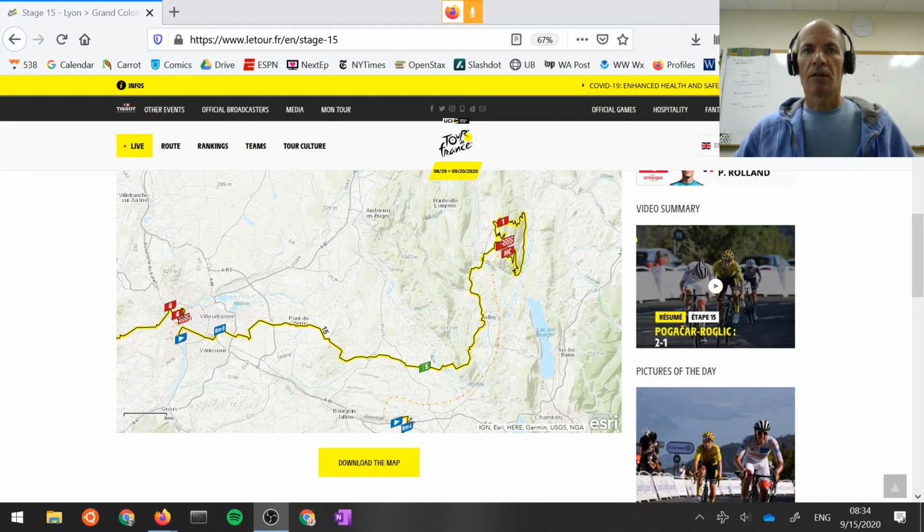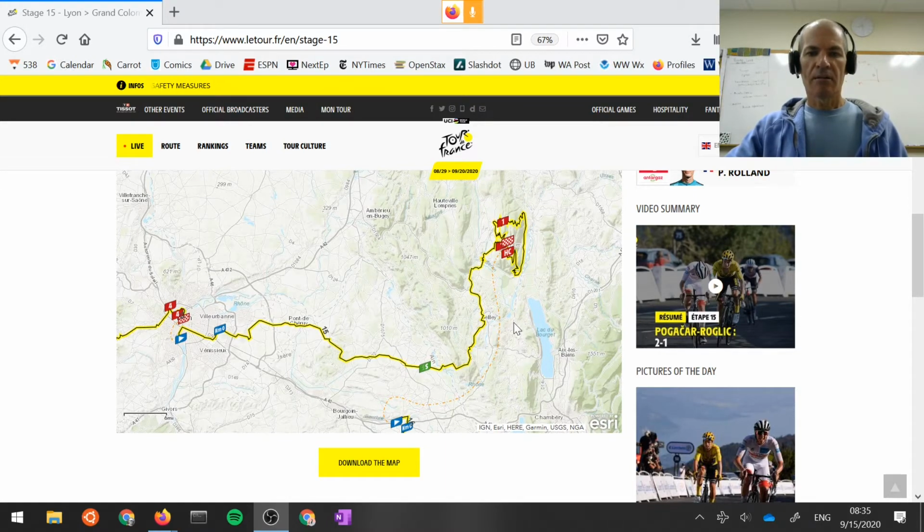For example, in the Tour de France, you often see maps like this. This is how the riders are going to go through the countryside on a particular day of the tour. This is, I think, Sunday's stage from 2020.